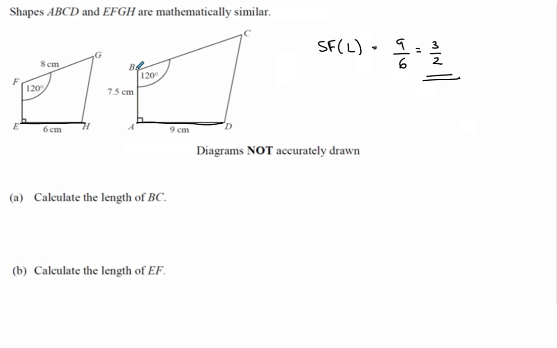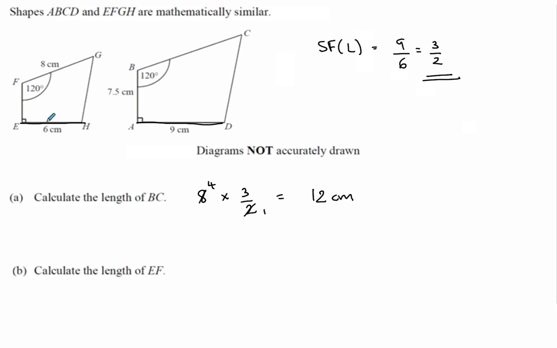So when they say calculate the length of BC, then we've got the corresponding side, which is 8. So we go 8 times 3 over 2, because we're going from smaller to bigger. Yeah? And then, of course, if you're okay with cross dividing, there's 1, 2 in there, 4 in there. So 4 times 3 is 12 centimeters. Nice and easy, yes?